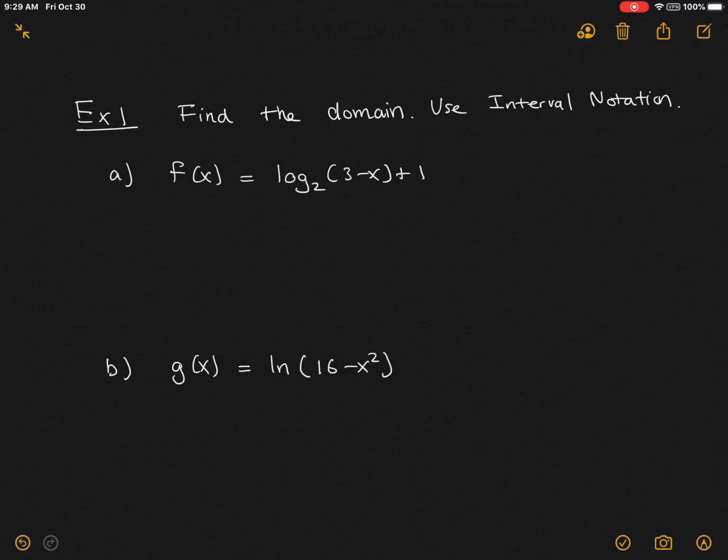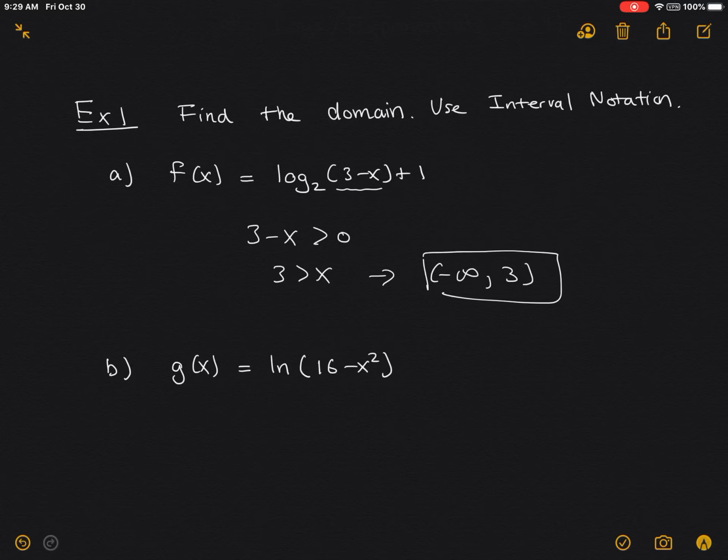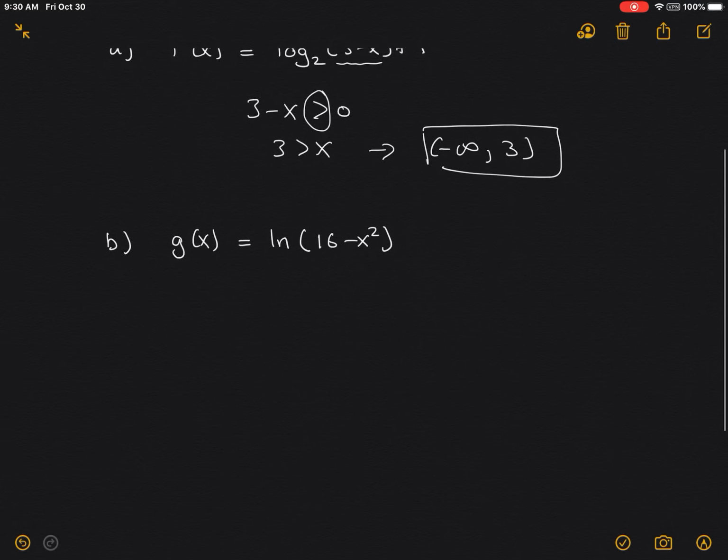Okay, so finding the domain of a log function is kind of a review because I went over that with you in graphing log functions, right? All you need to do is take your argument and set it not greater than or equal to 0, but just greater than 0, and then solve for x, and then you are done. So in interval notation, this is minus infinity to 3. Okay, so that's it. Set the argument greater than 0.